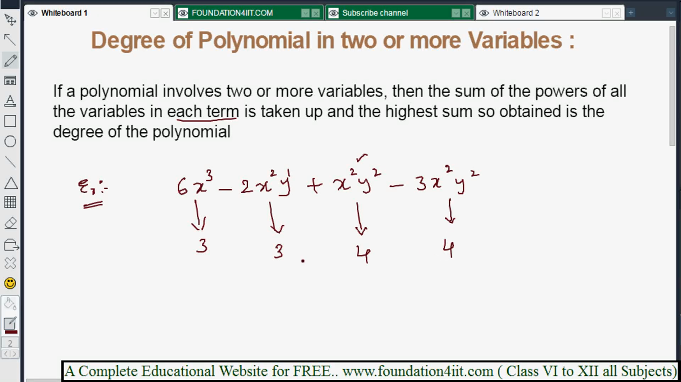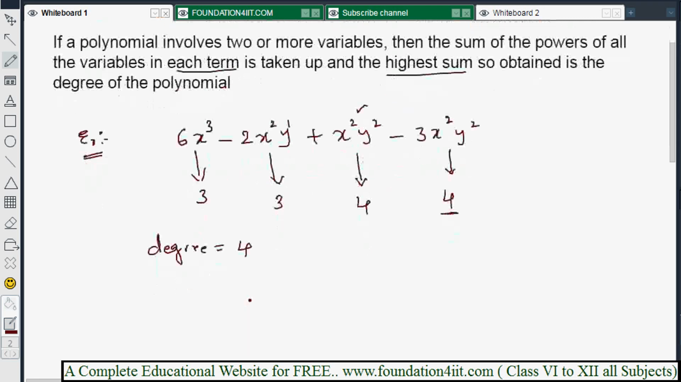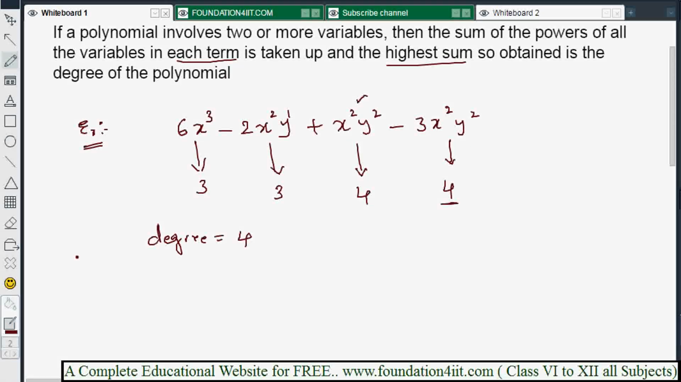So after taking the highest sum so obtained, that is the degree of the polynomial. So the highest is 4 overall. Both 4s came. So here the degree is equal to 4. The only thing is we need to add all the powers of all the variables in each term. Then from that we need to find out which is the highest. That's the degree. Now let's see one more example.